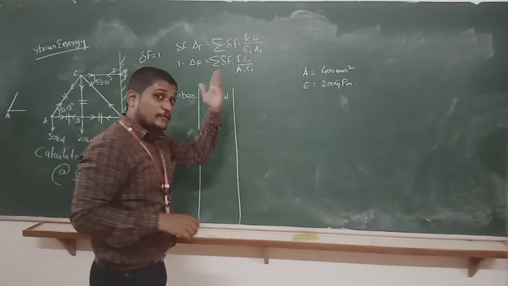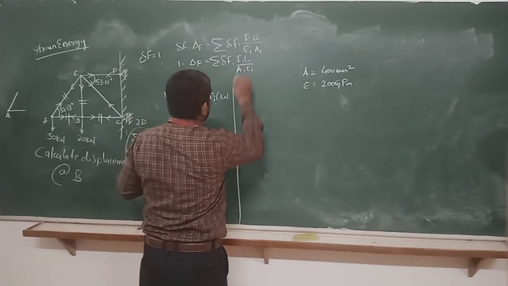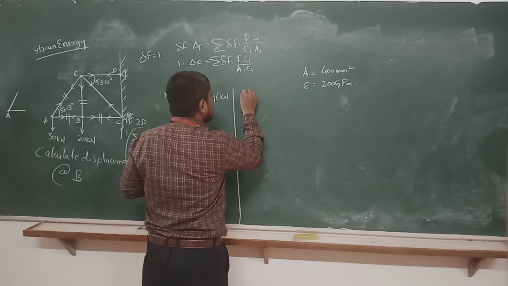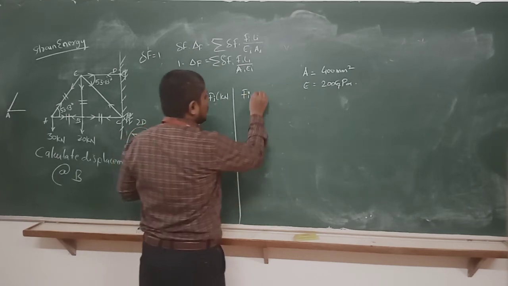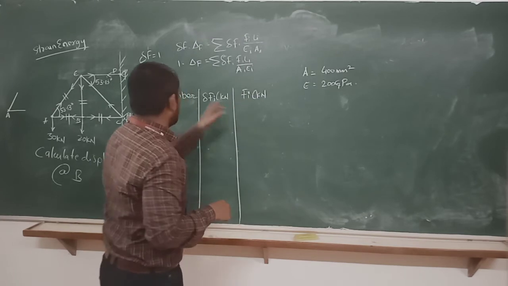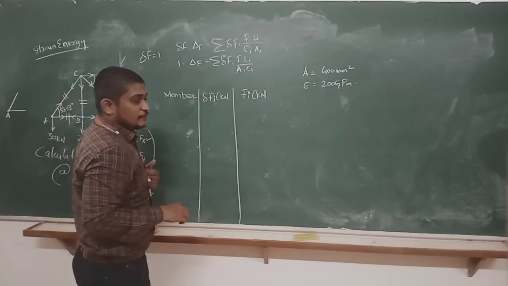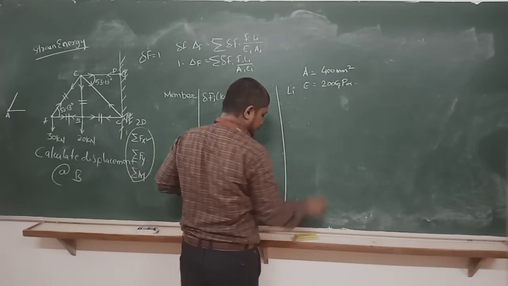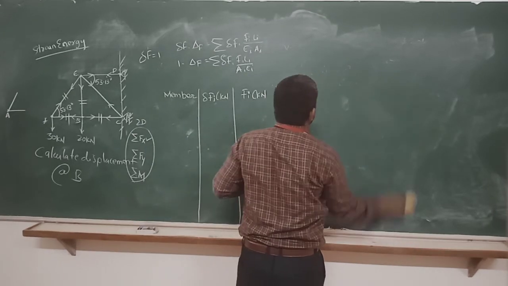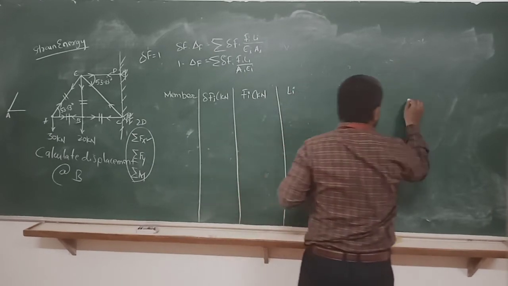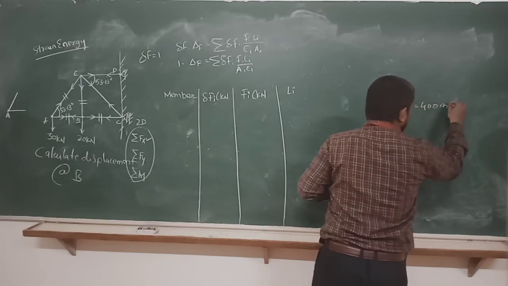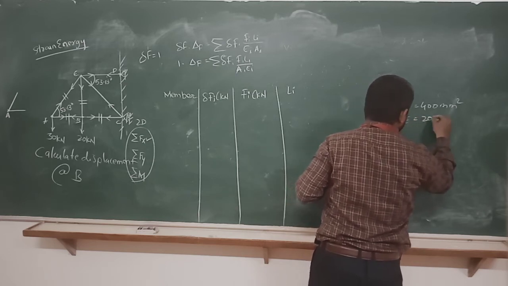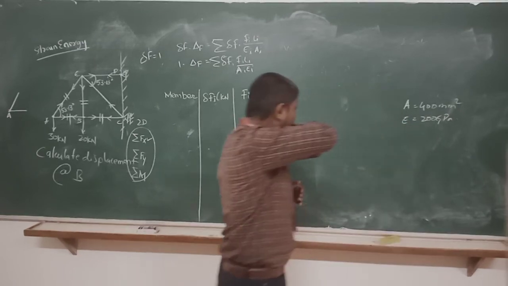We have already calculated in the first video all the member forces due to the application of this imaginary load 1 kN. Then Fi is also in kilonewton. Fi is what? Due to the actual load, the member forces we have calculated. Okay. Then next is Li. Here I write A equal to 400 mm square and E is equal to 200 GPa. Okay. Li.